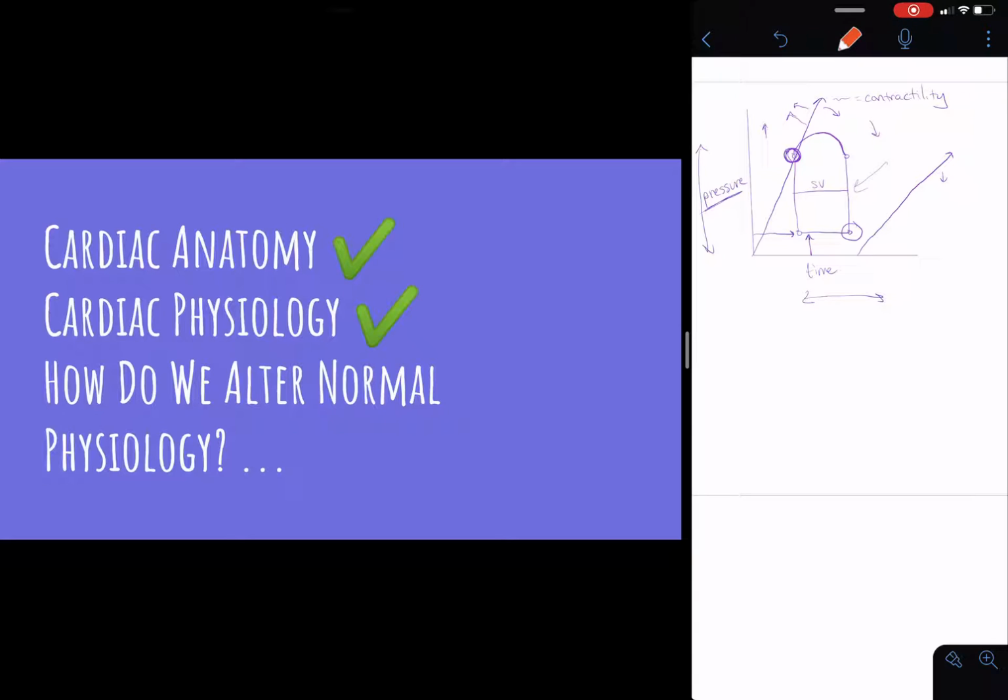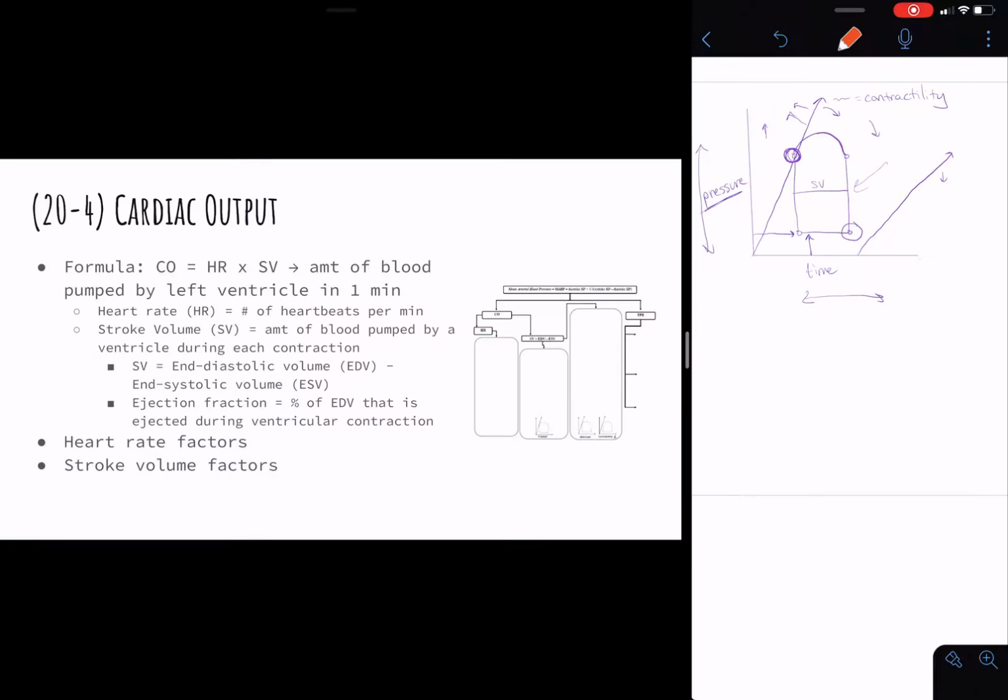So like we mentioned in the last video, we went over the anatomy, we went over the normal physiology. Now let's talk about what factors contribute to the normal physiology and what we would do if we wanted to alter that. So the way this section is going to work is I'm going to walk through definitional terms.